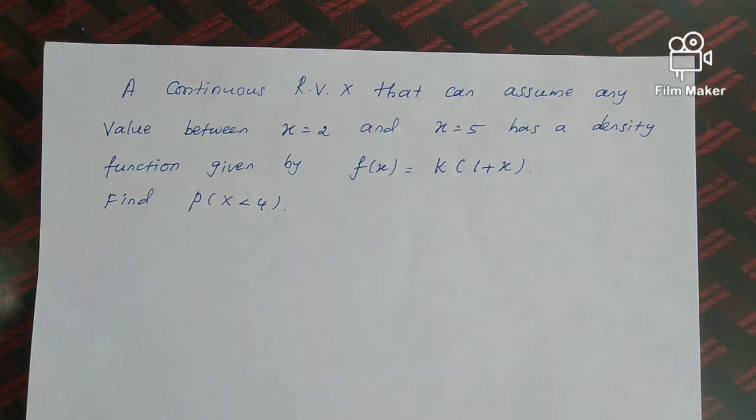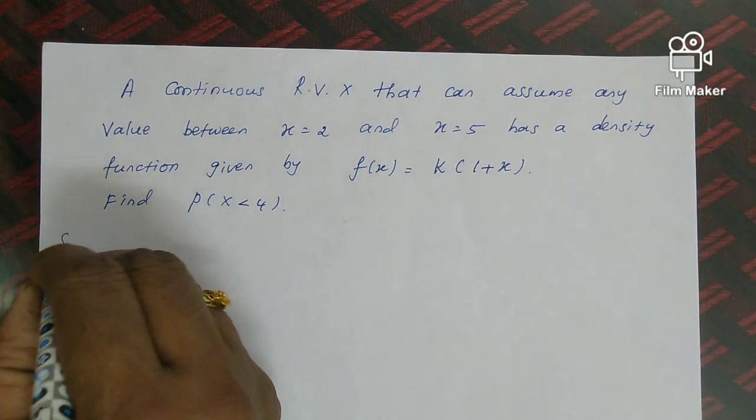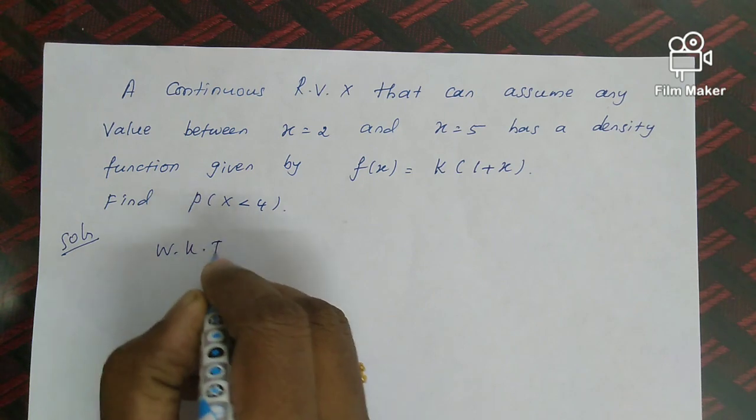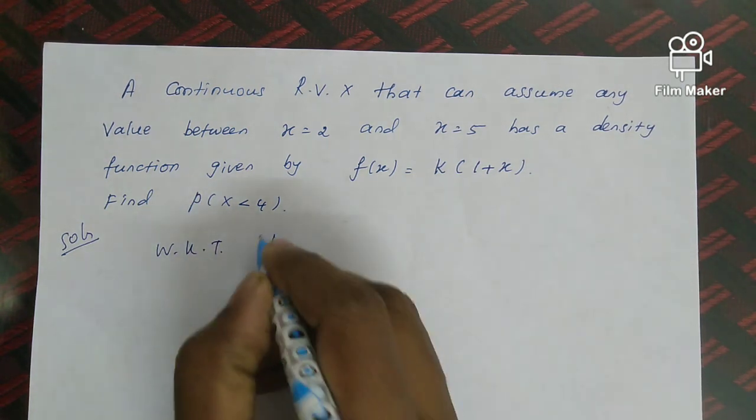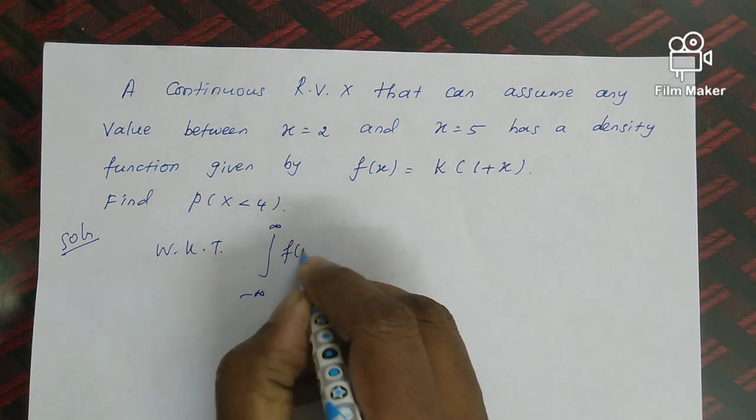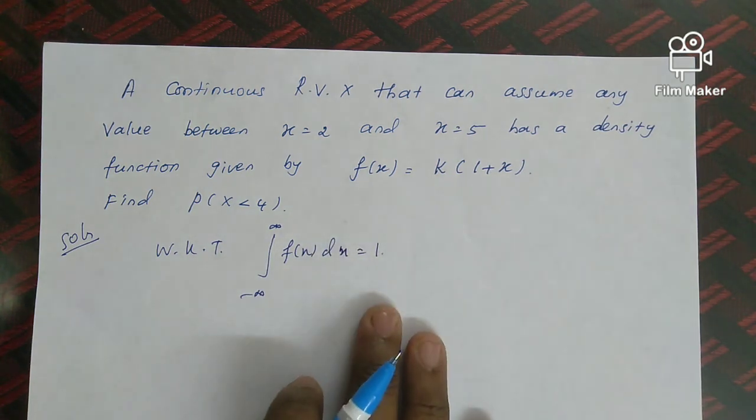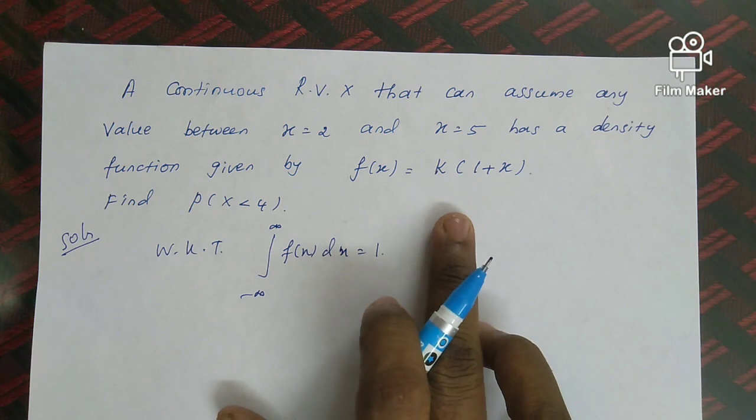We know the property for a probability density function. Solution, we know that integral minus infinity to plus infinity f of x dx equal to 1. So, using this property only we are going to find the value of k.